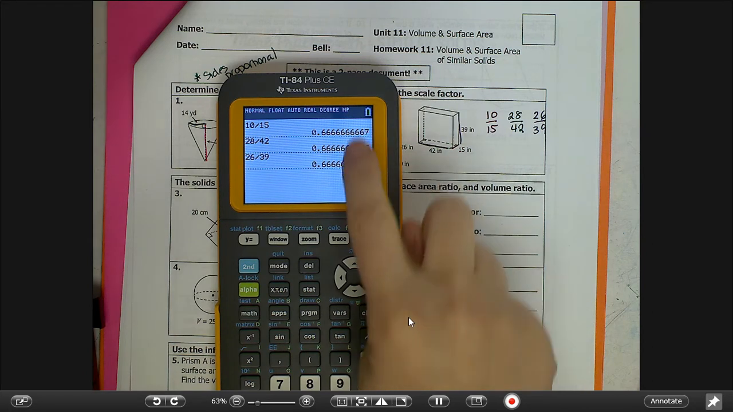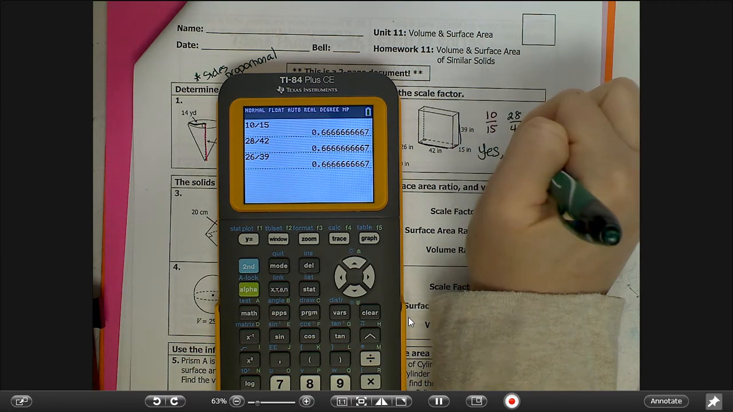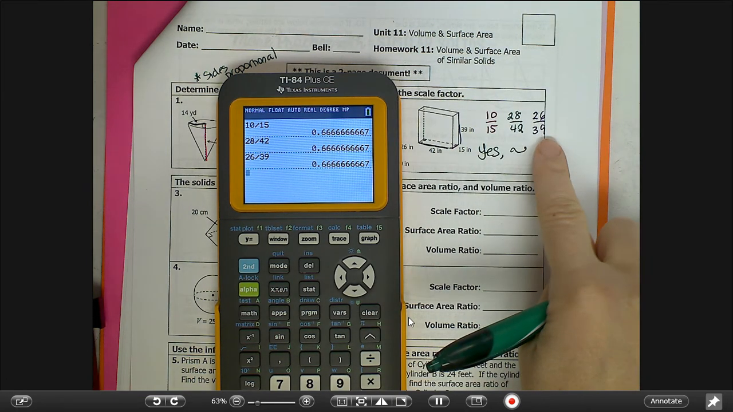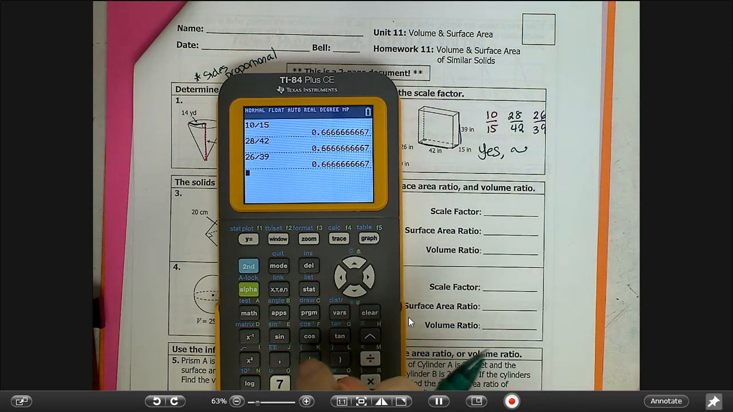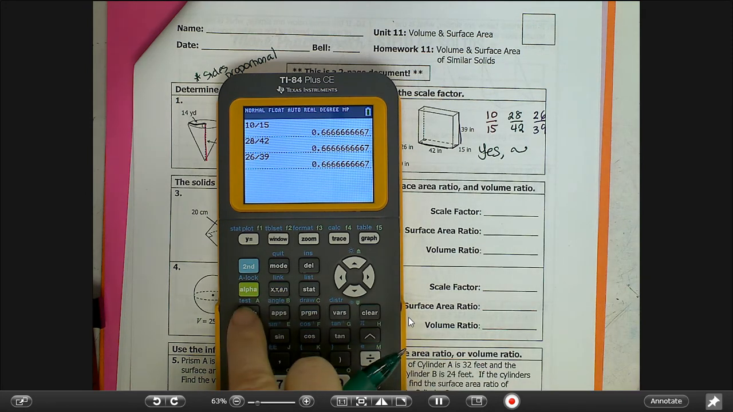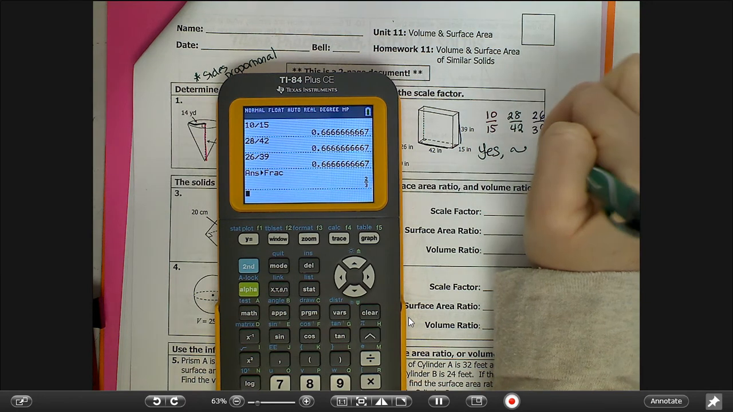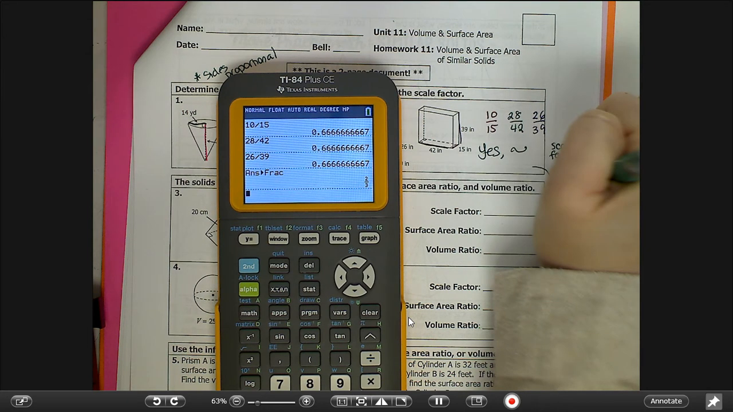All right, since these are all the same, yes, these are similar. But it tells us to find the scale factor. Now, all of these are essentially the scale factor, but we need them in simplified form. In this calculator, all you do is press math and then go to fraction, and it will tell you the scale factor is 2/3. It's the simplified version.